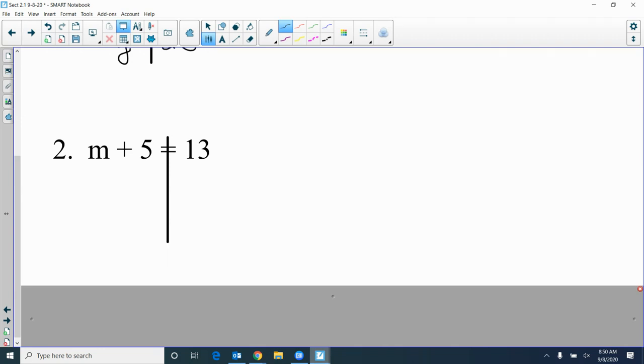All right, so number 2. And for all of these, get in this habit for the beginning. Put a line down the middle so it separates these two halves. You got the left half, the right half. Anything that goes down on the left half has to go down on the right half, and vice versa. All right, so we got to do the opposite. We got to do that m by itself. So it says plus 5. I subtract 5 from both sides, and then draw a line.